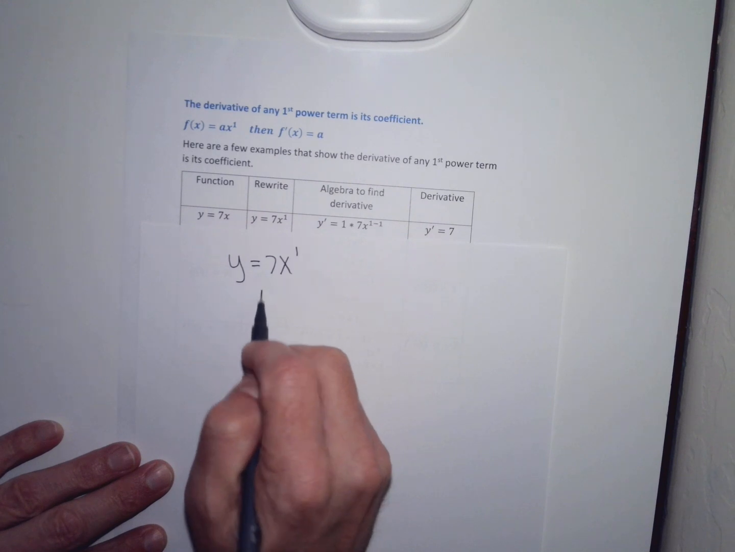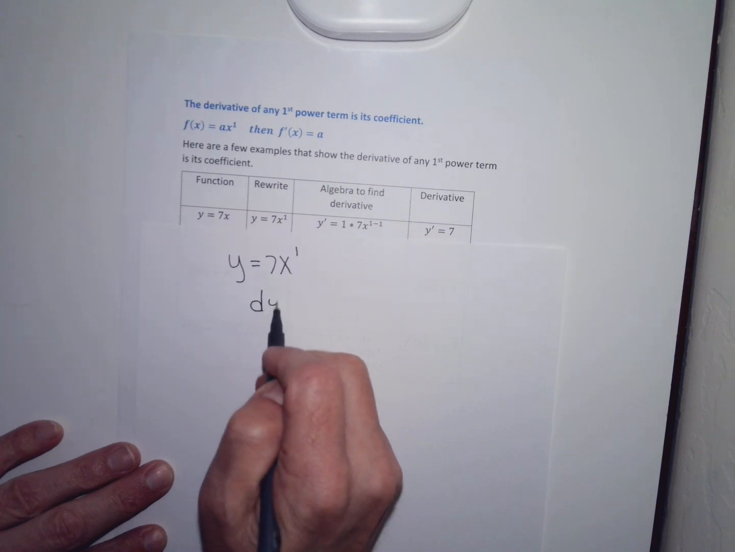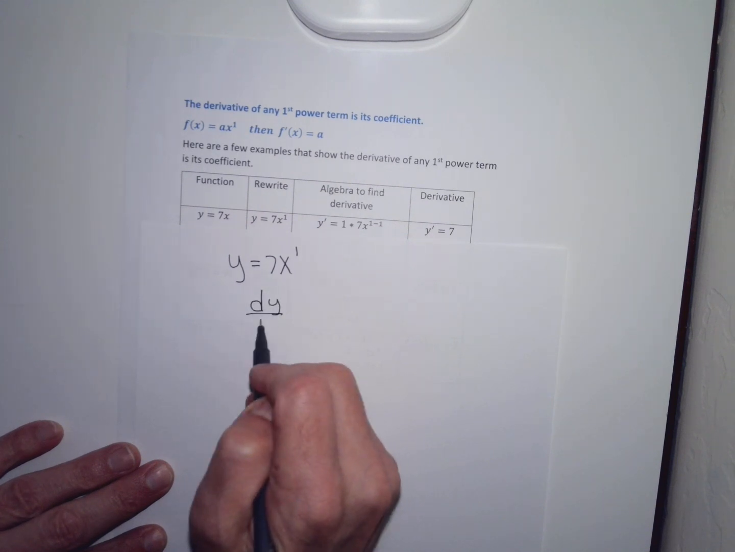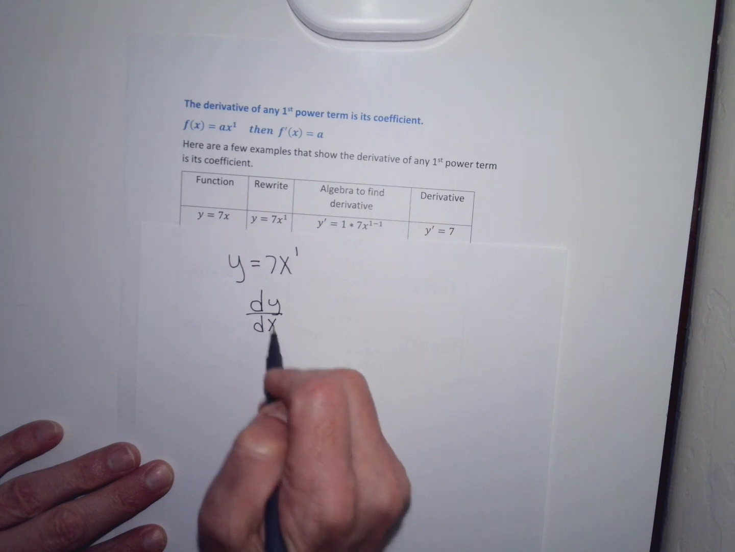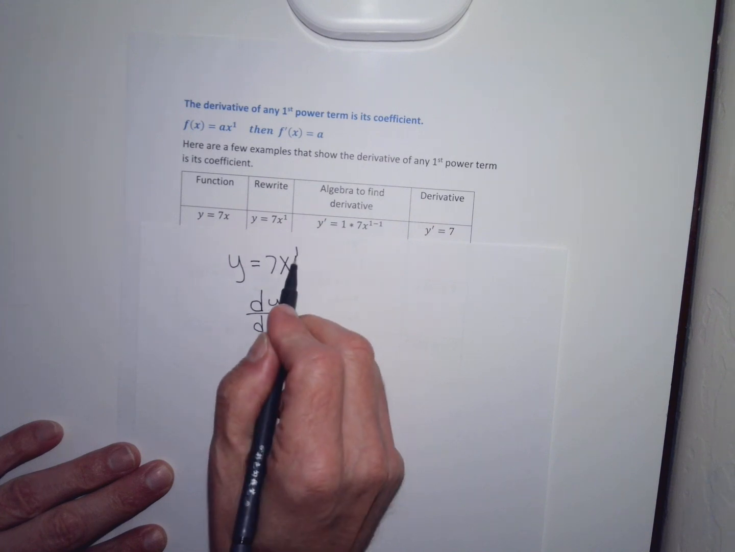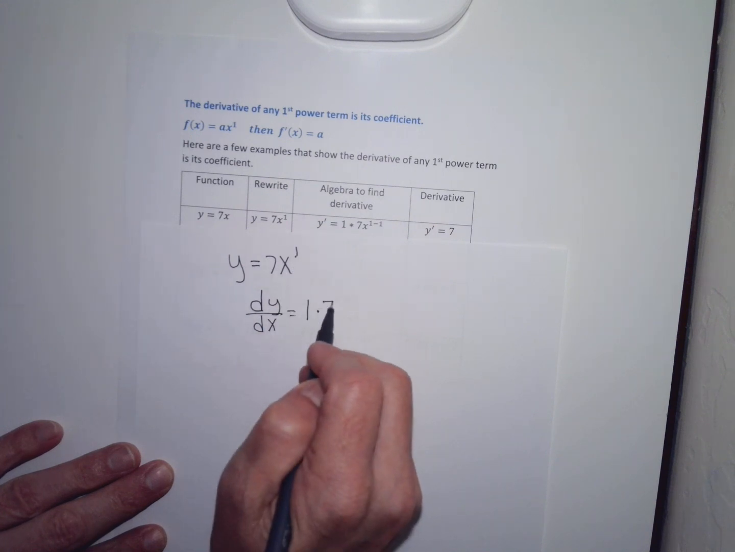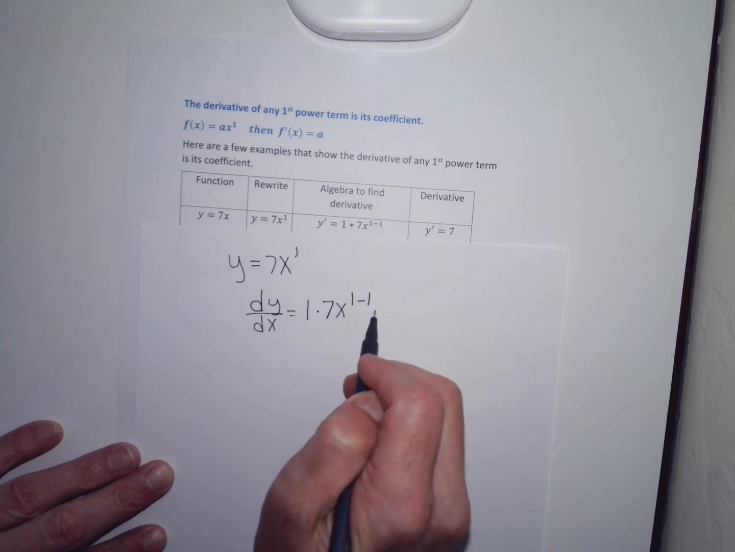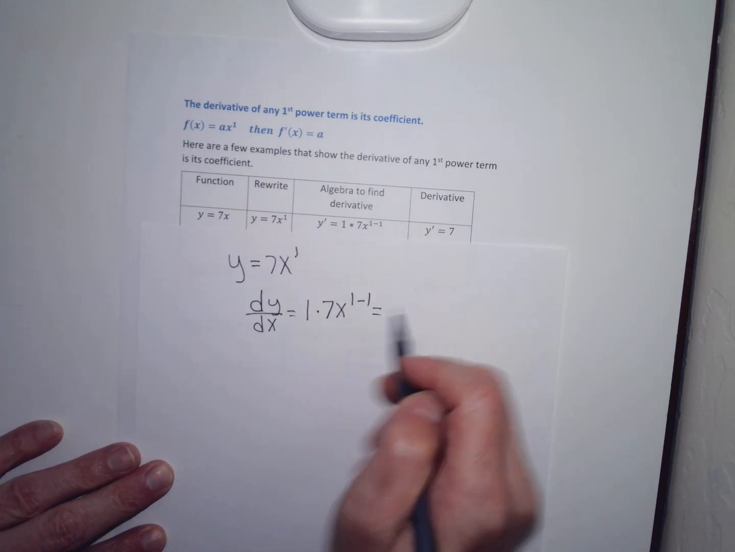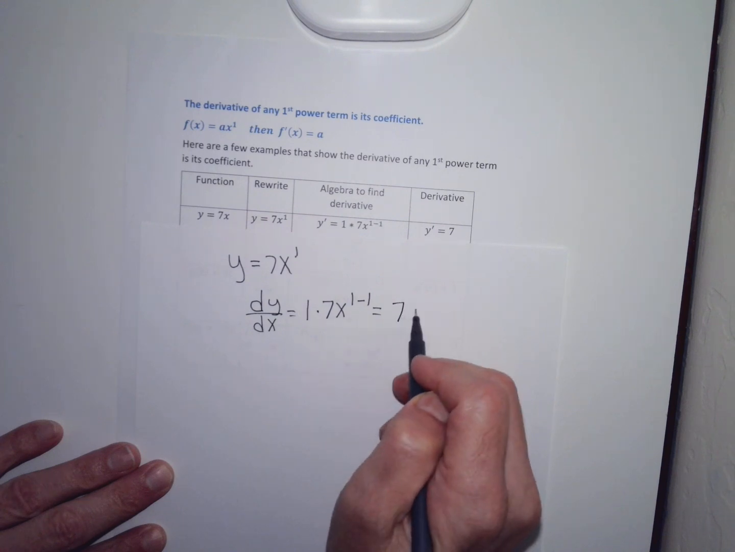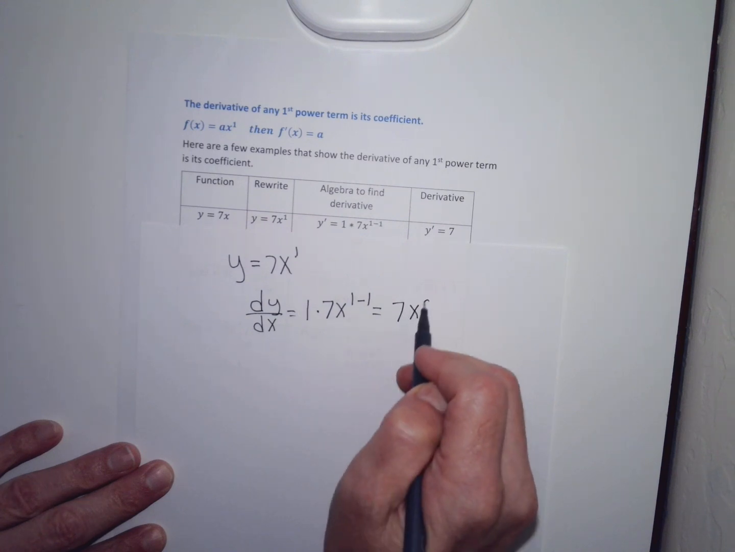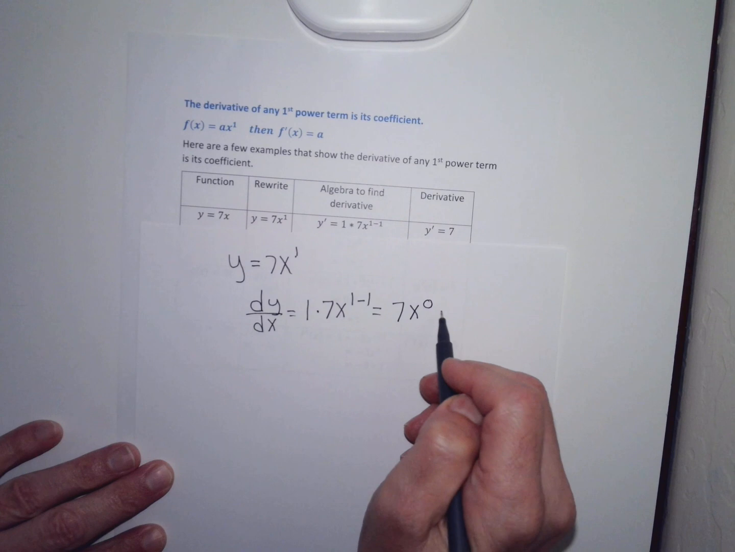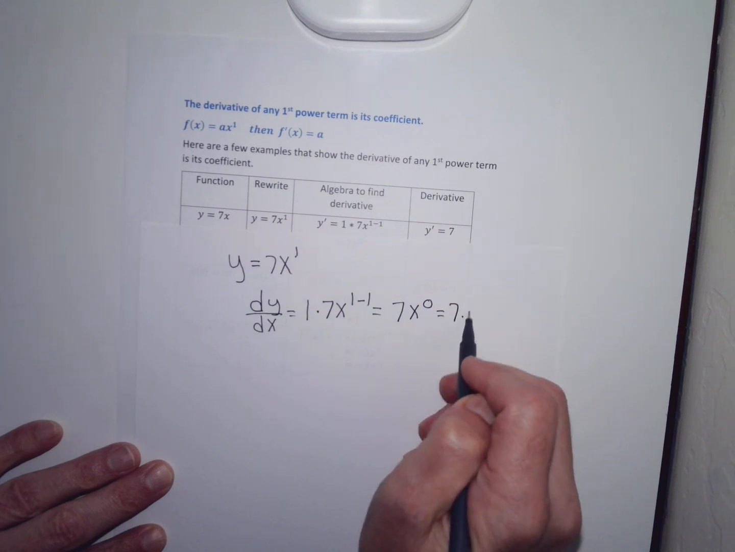And now I'm going to take the derivative, which I could write dy dx, or I could write y prime. I'm going to multiply the exponent 1 by the coefficient 7. I'm going to lower the exponent by 1. So that now I'm going to get 1 times 7, which is 7, and then x to the 1 minus 1, which is x to the 0 power. This is going to be 7 times 1.